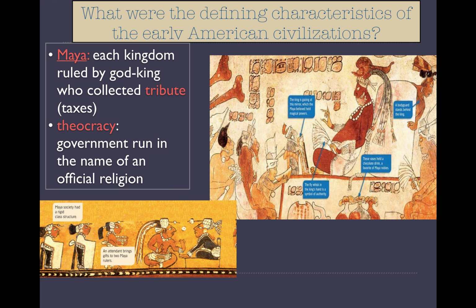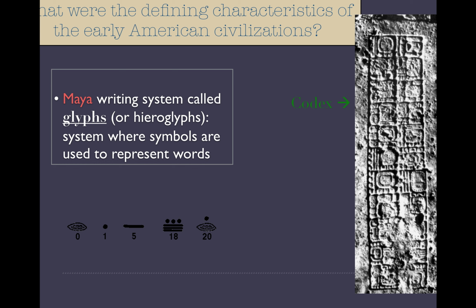These were therefore then called theocracies. A theocracy is a good term to know as it applies to all of the American civilizations we'll study. A theocracy is a government that's run in the name of an official religion. So the government and the religion are one and the same. They're interconnected. You can see there are just examples here of some of the artwork of the Maya.